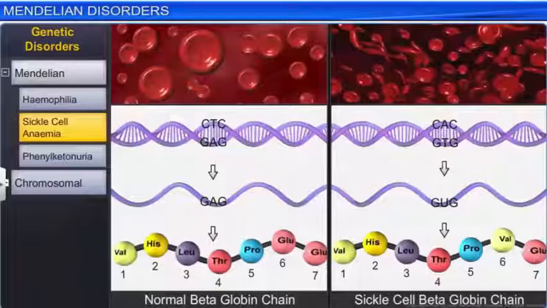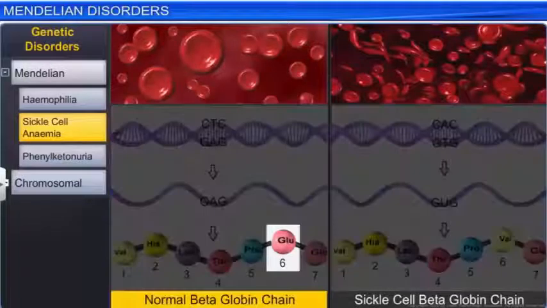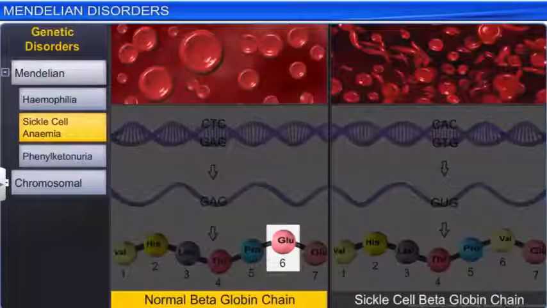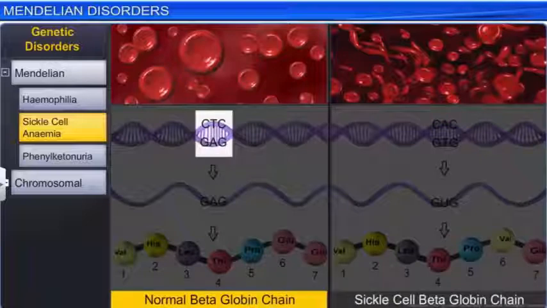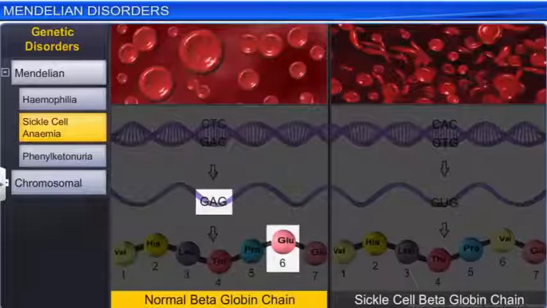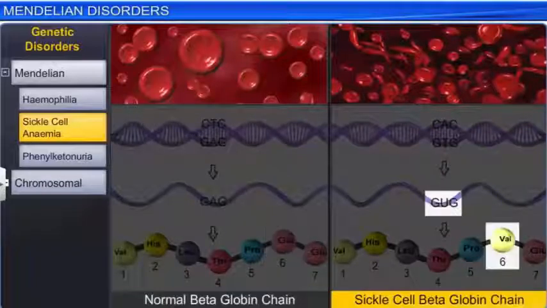Sickle cell anemia is caused when glutamic acid is substituted with valine at the 6th position of the beta-globin chain of a hemoglobin molecule. The code for the amino acid is present on the beta-globin gene, where GAG coding for glutamic acid in a normal gene is substituted with GUG coding for valine in a sickle cell gene.